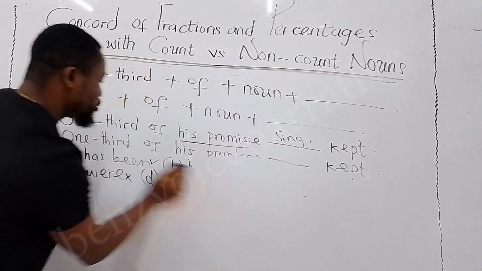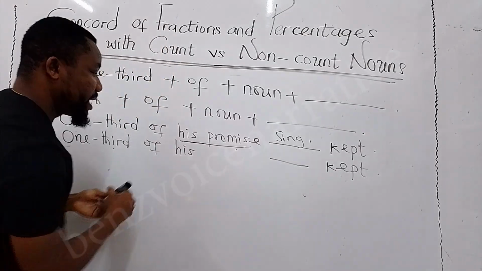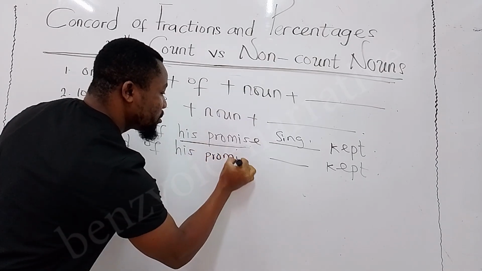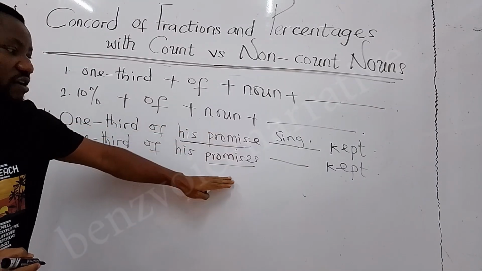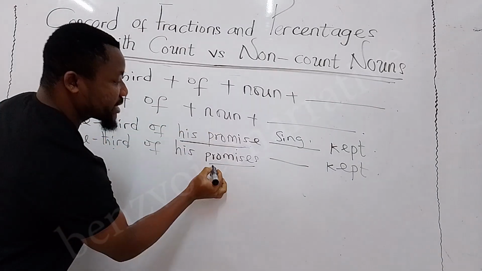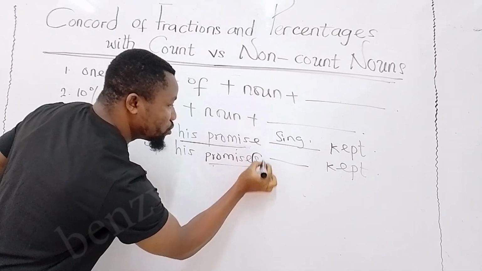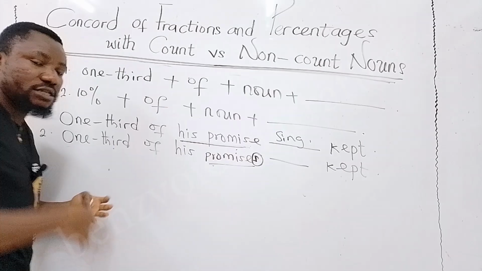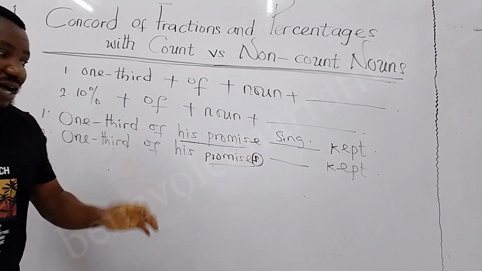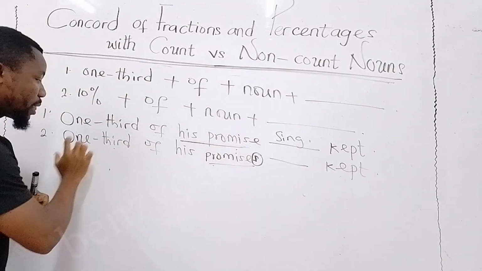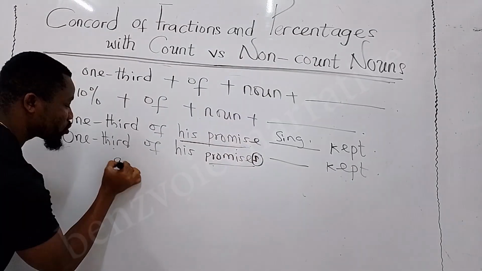So let's go to example number 2. The second example is promises. You can see here we have promise, here we have promises. This is a count noun, and it is plural because of the presence of this s. Promises. The promise is going to build me a house. The promise is going to build me this and that. So promises: 1/3 of his promises dash kept. And then you have these options.